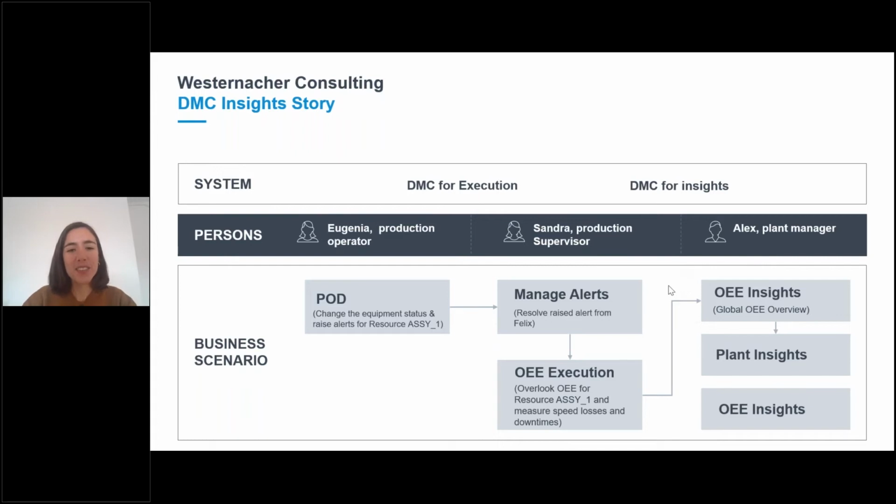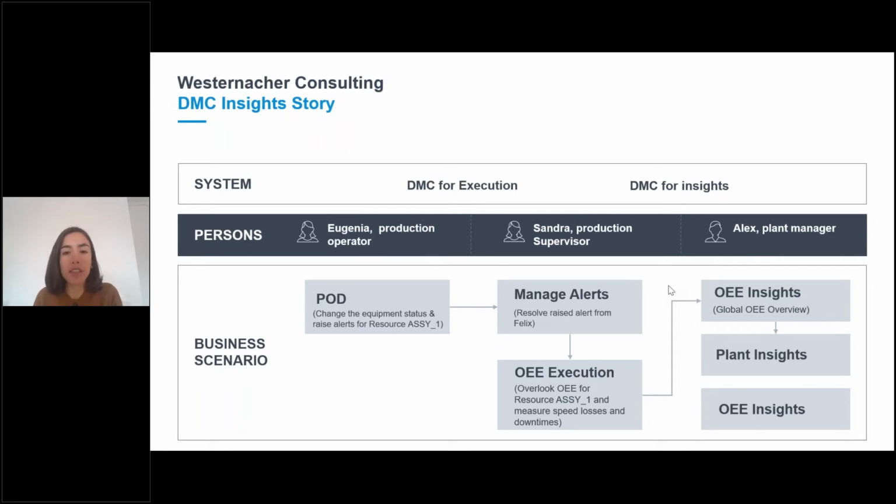Okay, so for today's demo, we have actually prepared a story where we can put in evidence the tight integration between the execution and the insights module. So we have here Eugenia, a production operator that uses the production operator dashboard to execute the different production processes and to raise alerts, to declare non-conformances, or to even schedule downtime of an equipment. So here we can see purely how the execution part is going to perform some assembly operations.